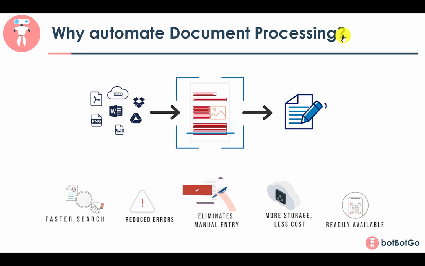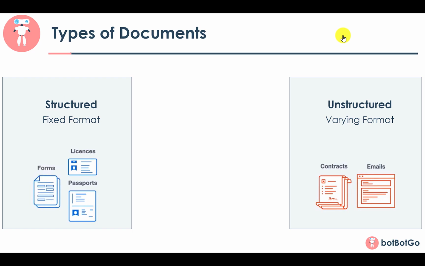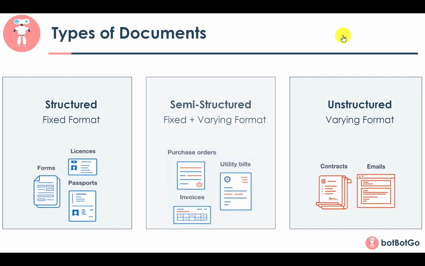So if you're already processing a lot of documents in your company, then you already know that it becomes even more challenging when the documents keep changing in their format. You also might know that some of the documents are easy to process because of the fixed format, for example licenses, passports and forms, but there could be other documents with varying formats like emails and contracts which are difficult to extract data from. But in between these fixed and varying formats, we also come across some documents which have fixed as well as varying formats. For example, the purchase orders or the invoices that the payroll department has to pay, or also the utility bills for that matter.